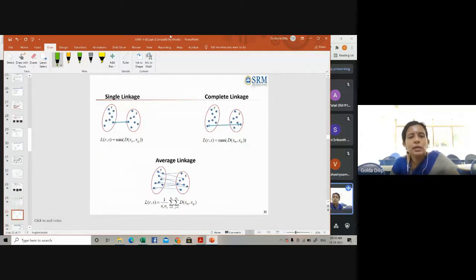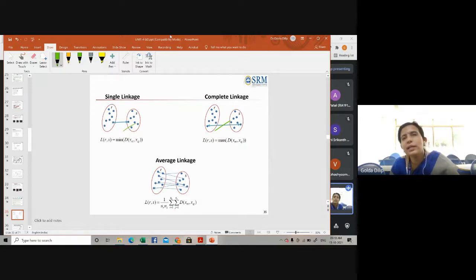When you say single linkage, it is the shortest distance between two points in each cluster. Then we have the complete linkage, which is the opposite of single linkage: the longest distance between two points in each cluster. That is what is called complete linkage.